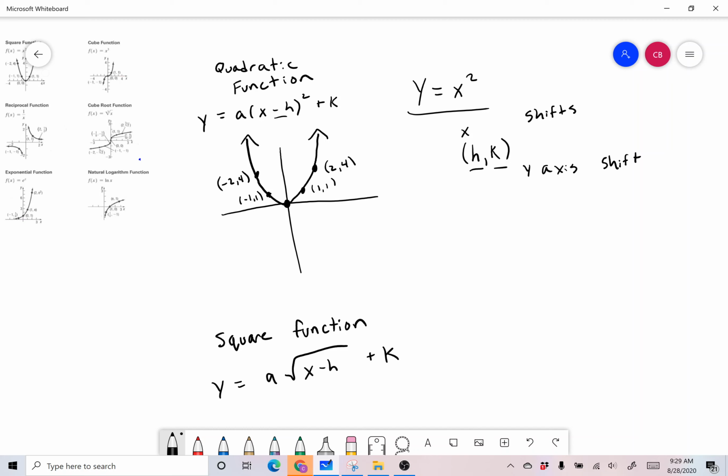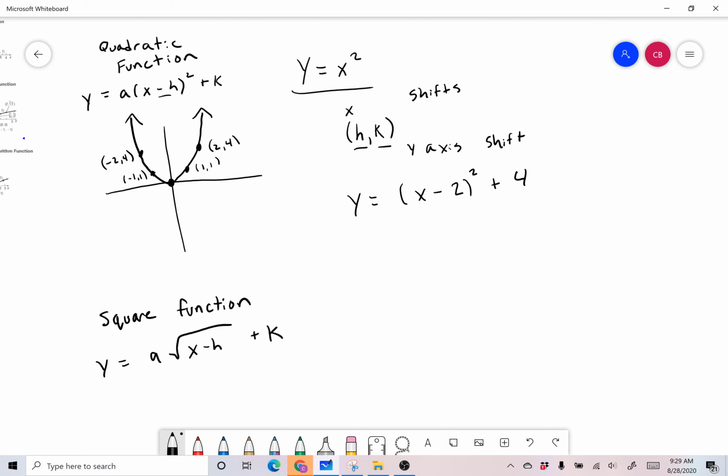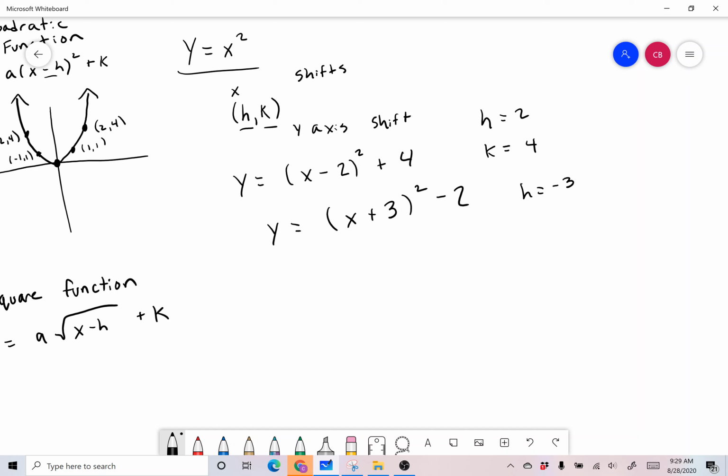So, for instance, let me give you an example. If I have y is equal to, let's leave a at 1, x minus 2 squared plus 4. Okay, I give you this equation and I ask you what's h and what's k. You're going to tell me, notice that this is negative 2, so that means h is equal to 2, while k is equal to 4. If I give you the following, y equals x plus 3 squared minus 2, in this case, h is actually negative 3, it's the opposite, and k is equal to negative 2.